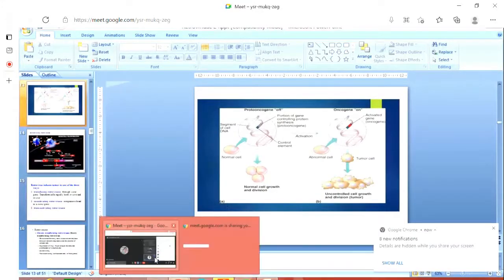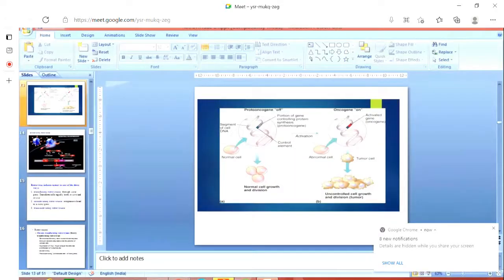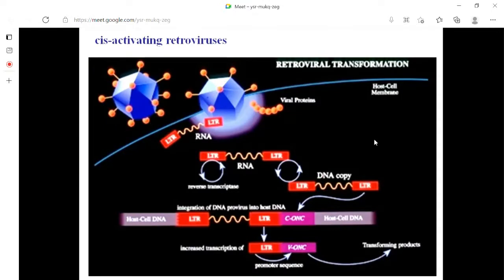Rather, they control the cell cycle growth. They ensure that the cells normally grow and divide, and all the regulatory aspects of cell proliferation are controlled by the proto-oncogene. When this proto-oncogene is mutated by insertion of a provirus near it, this degradation occurs and the cell undergoes uncontrolled proliferation, what we call tumor formation.